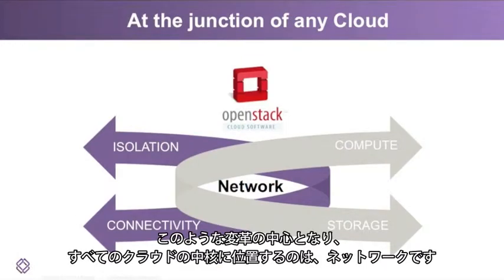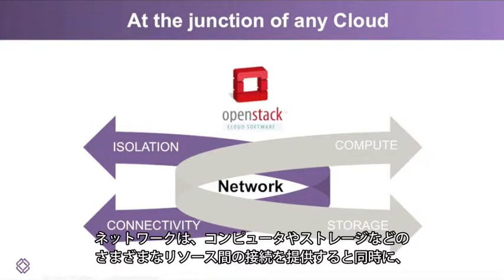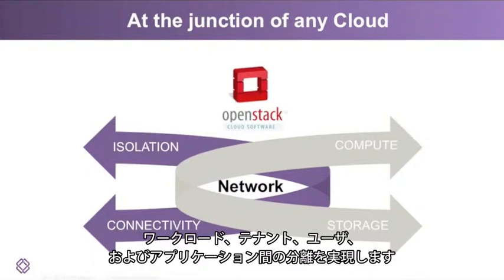At the core of this transformation, and at the core of each and every cloud, sits the network. The network is responsible for providing both connectivity among different resources, such as compute and storage, as well as to ensure isolation across workloads, tenants, users, and applications.